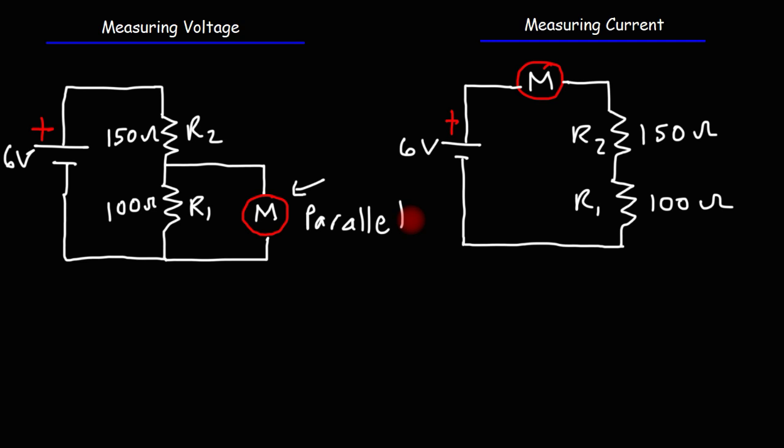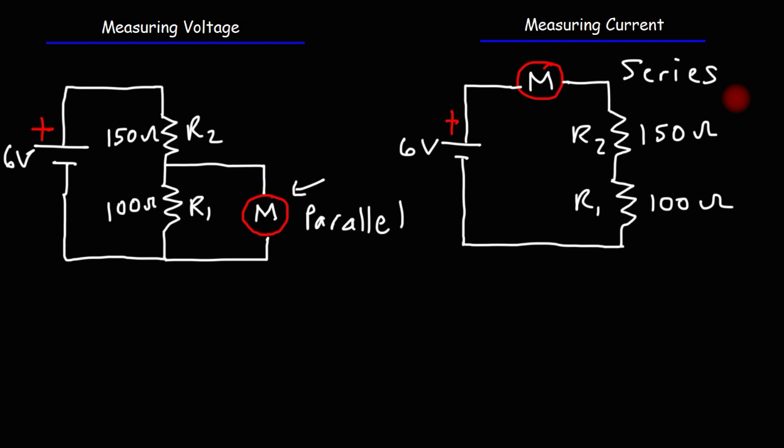In order to measure current, the current has to flow through the meter, not across it. So you want to connect the meter in series with the resistor. And so that's the difference between measuring voltage and current. You measure voltage across an element, in parallel with the element, and to measure current, the current has to flow through the meter, so you connect the meter in series with the circuit.